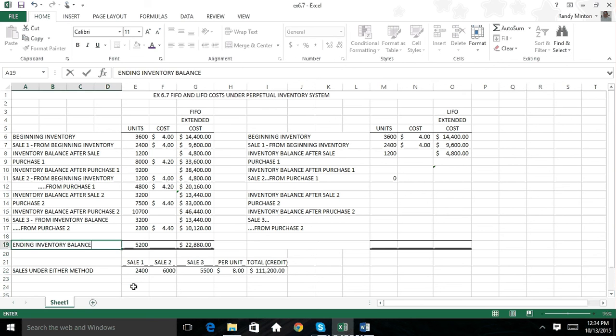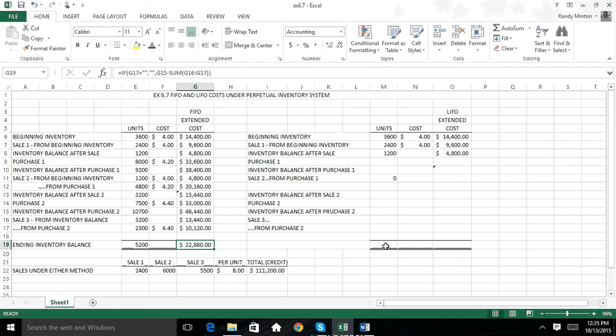And you notice that this 5,200 units is exactly the number that we're looking for. So that kind of tells us whether or not we are correct in what we're doing. Okay, so that takes care of the FIFO method. You notice that we have an ending inventory balance here of 5,200 units at $22,880. And what you're going to see, of course, is when we come over here and do the LIFO method, you're going to see a different number pop up here, but not a different number pop up here. That is, if I've done it correctly.